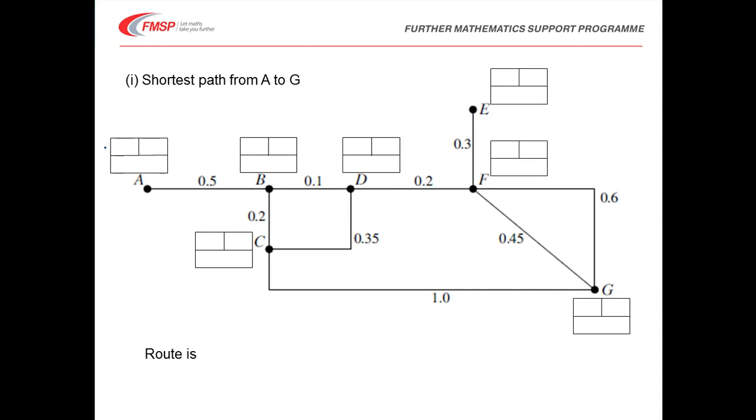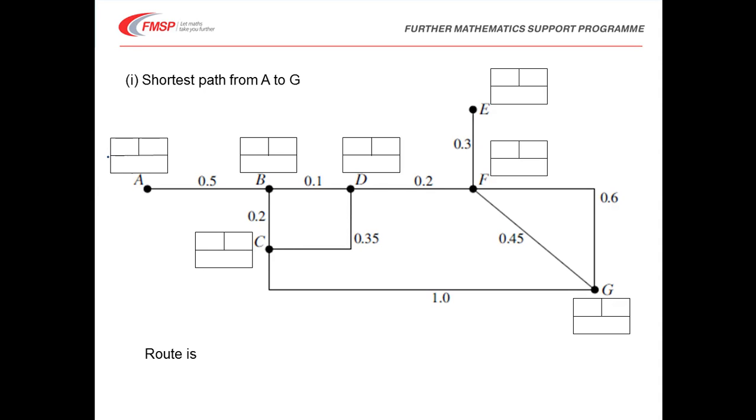So this is how we are going to show the temporary labels in this box here, and then we're going to show the permanent labels in this box on the right, and the order of labelling in the box on the left. So that is a fairly standard way of doing it. So we're trying to find the shortest path from A to G.